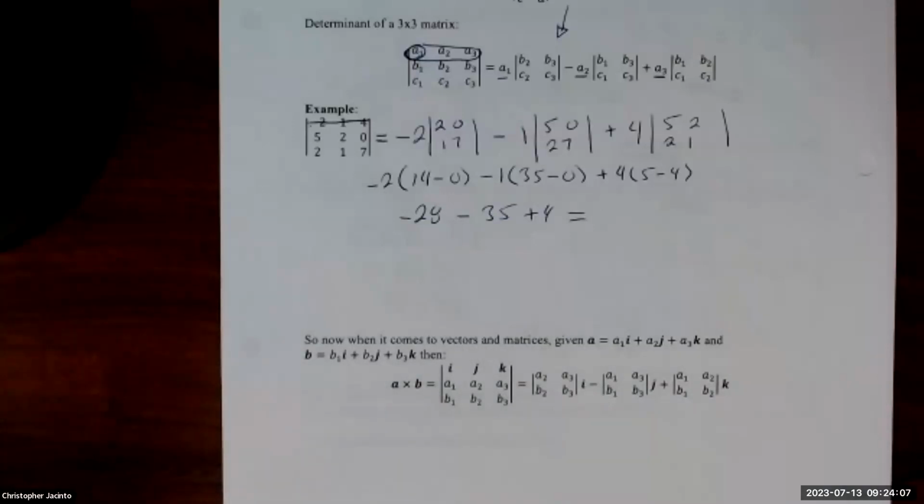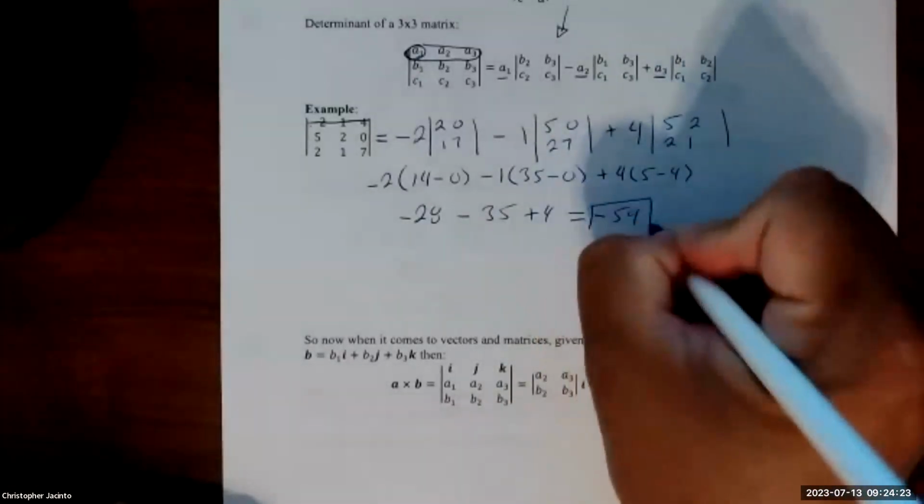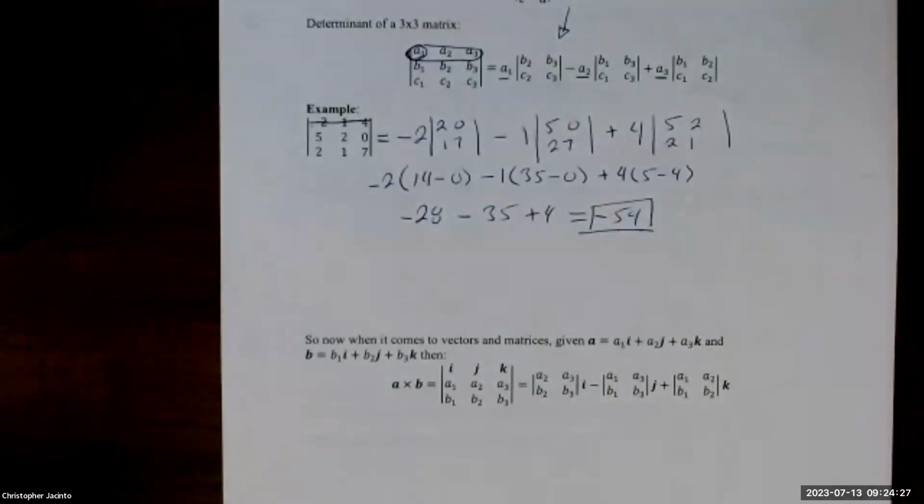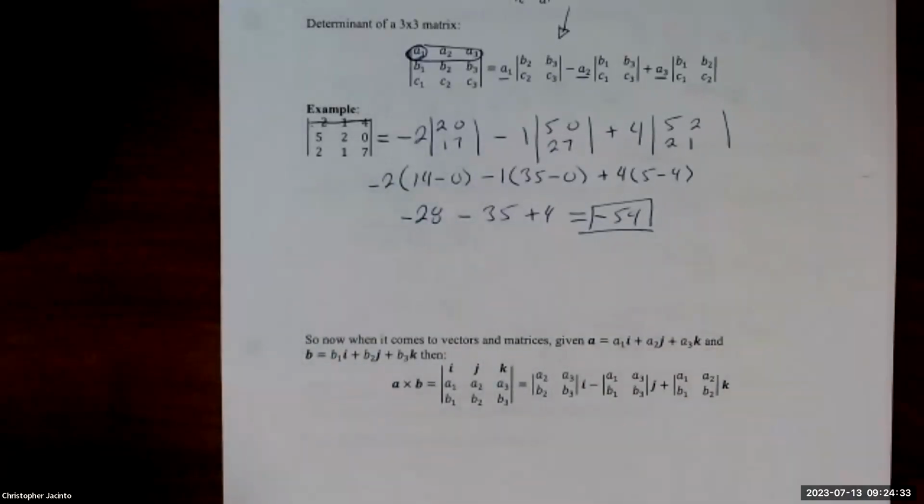Right, and then we just add and subtract. So let's see what we get here. It'll be negative 28 minus 35 plus 4, so about negative 59. There you go. And that's our cross product, or determinant in this case. We haven't talked about cross product yet. Okay.